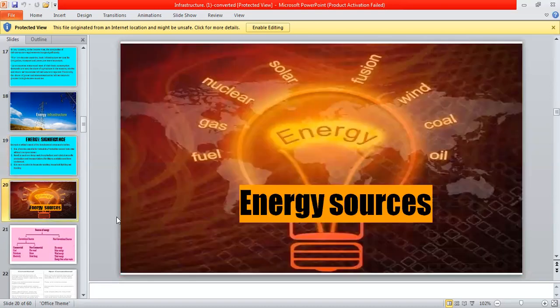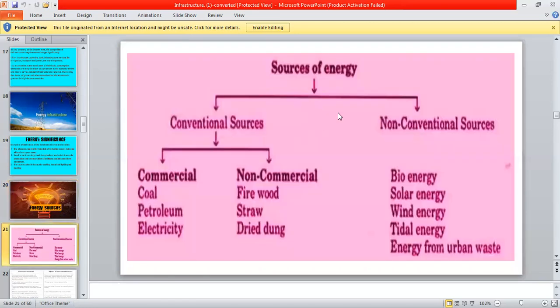If you look at it, we have different sources of energy: fuel, gas energy, nuclear energy, solar energy, fusion energy, wind energy, coal energy, and oil energy. All these energy sources we have done in lower classes. We briefly divide all the sources of energy into two categories: the conventional sources and the non-conventional sources.